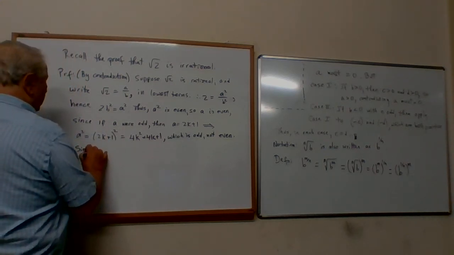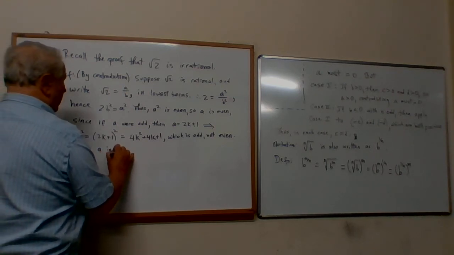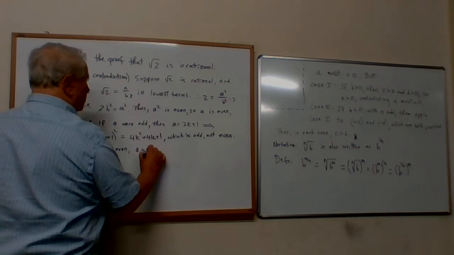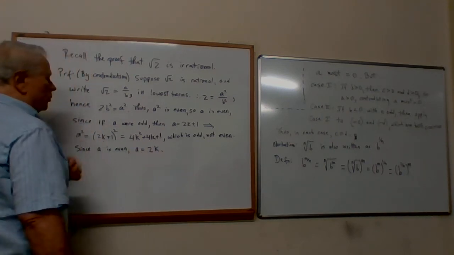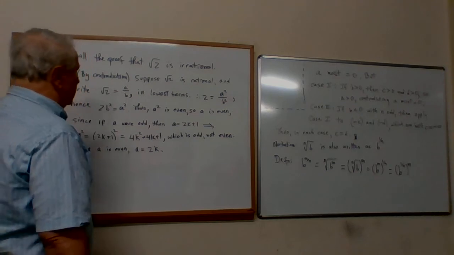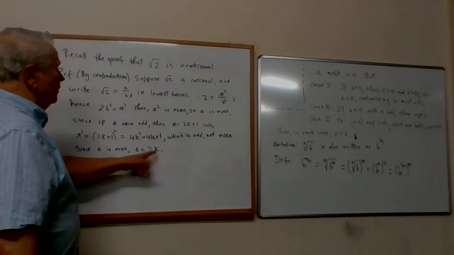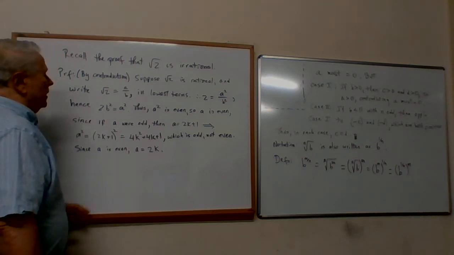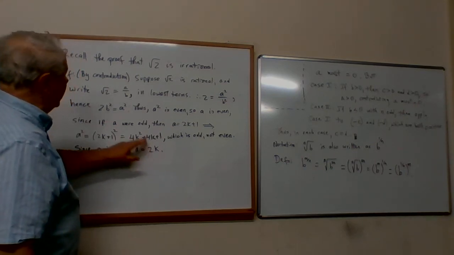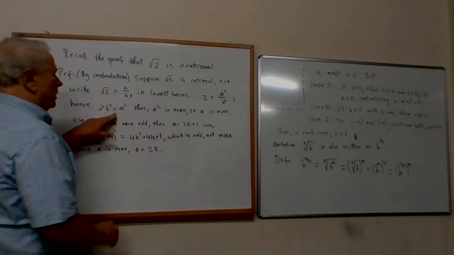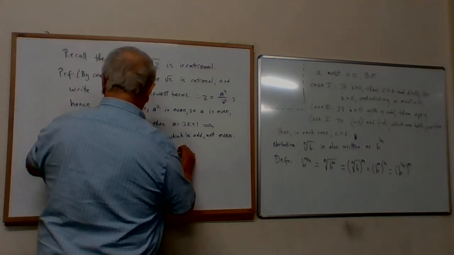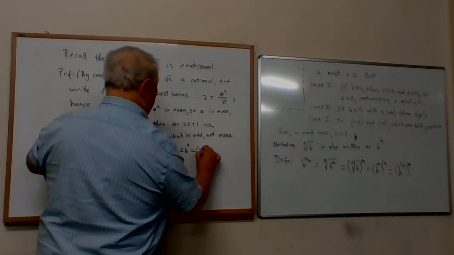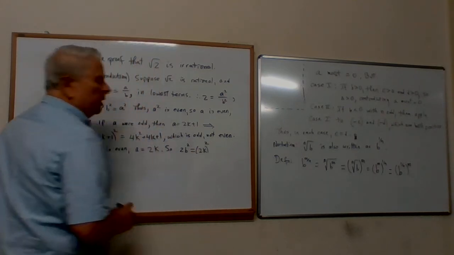Since a is even, we can write it as 2 times k instead of 2 times k plus 1. I don't know what k is. But if a is even, which we've now determined that it is, I can write it as 2k. Now I'm going to take this value for a and I'm going to plug it into this equation. So, 2b squared is equal to a squared.